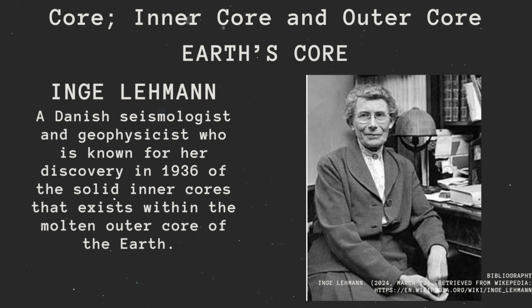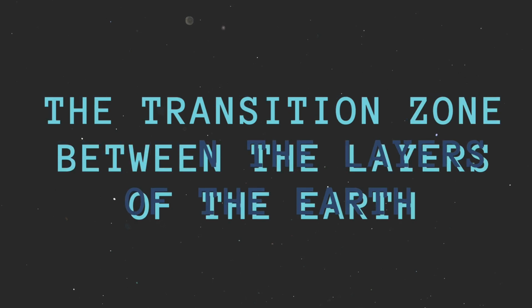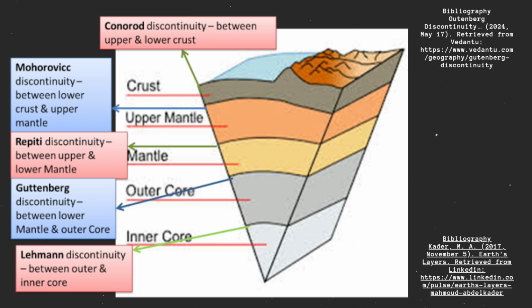Now, since we already know the layers of the Earth, let's proceed with the transition zones between the layers of the Earth. First, we can see here the Conrad discontinuity. The Conrad discontinuity separates the upper and the lower crust. Next is the Mohorovicic discontinuity, the transition between the crust and the mantle. Next is the Repetti discontinuity. This separates the upper mantle and the lower mantle. Next is the Gutenberg discontinuity. This is the transition zone between the lower mantle and the outer core.